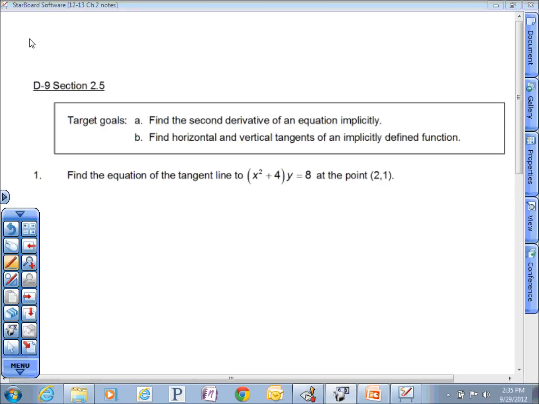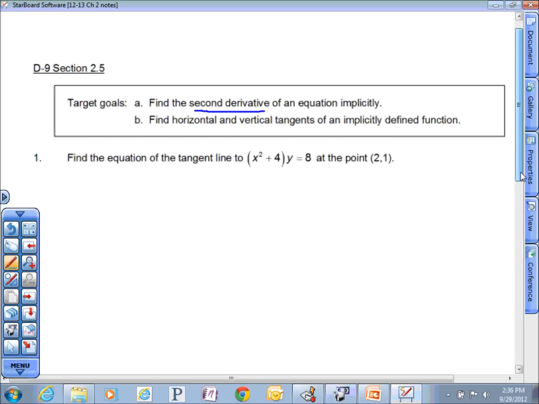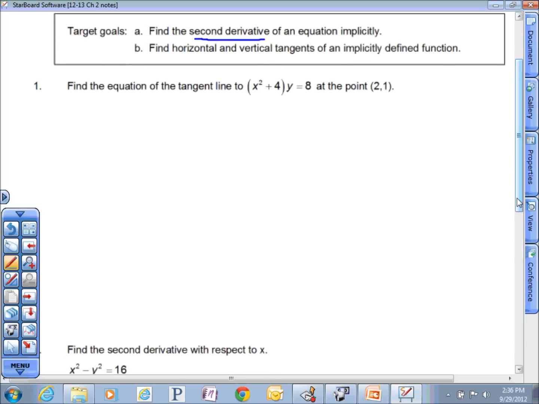Section 2.5, this time we're starting to work with some more of those second derivatives, or those implicit derivatives, but this time we're going to work towards second derivatives. Question number 1 is kind of a review of things that we've already been working on, which is equation of a tangent line. So what do I need?